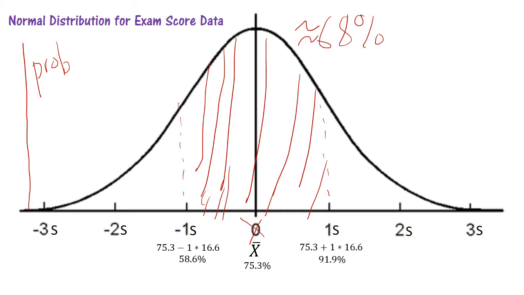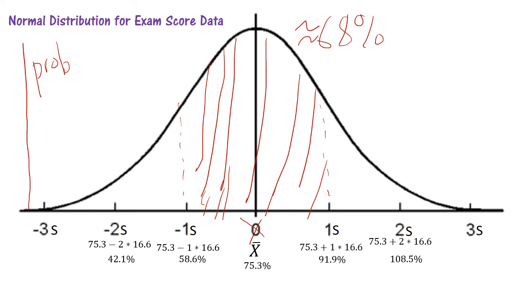All right, but now we can keep going out further, and we could put in our 2 standard deviations. The same process: it's going to be 75.3 minus 2 times 16.6. And we're going to get 42.1%. And you go the other way, you're going to get 108.5%.